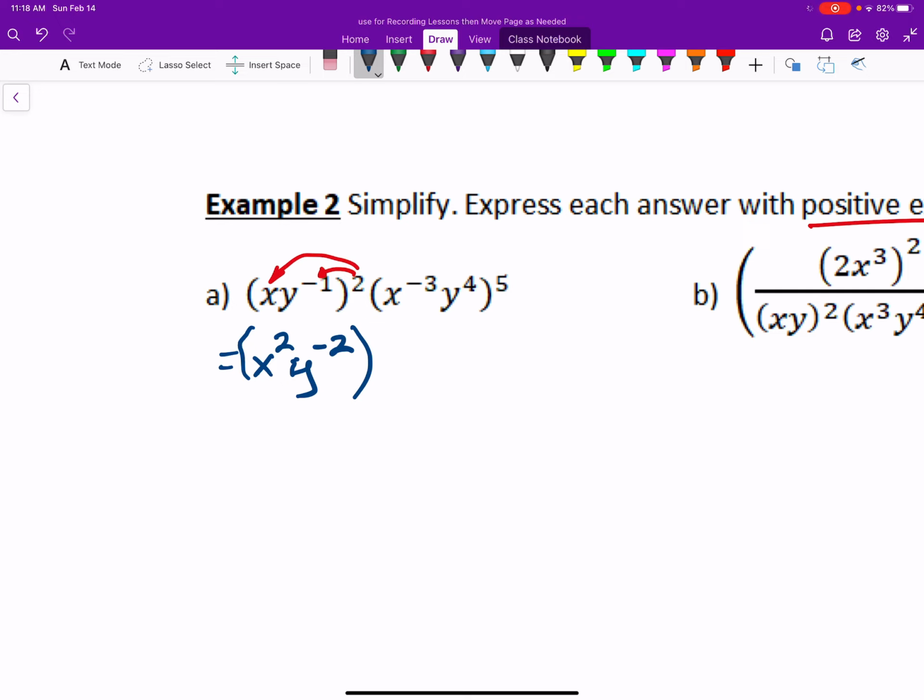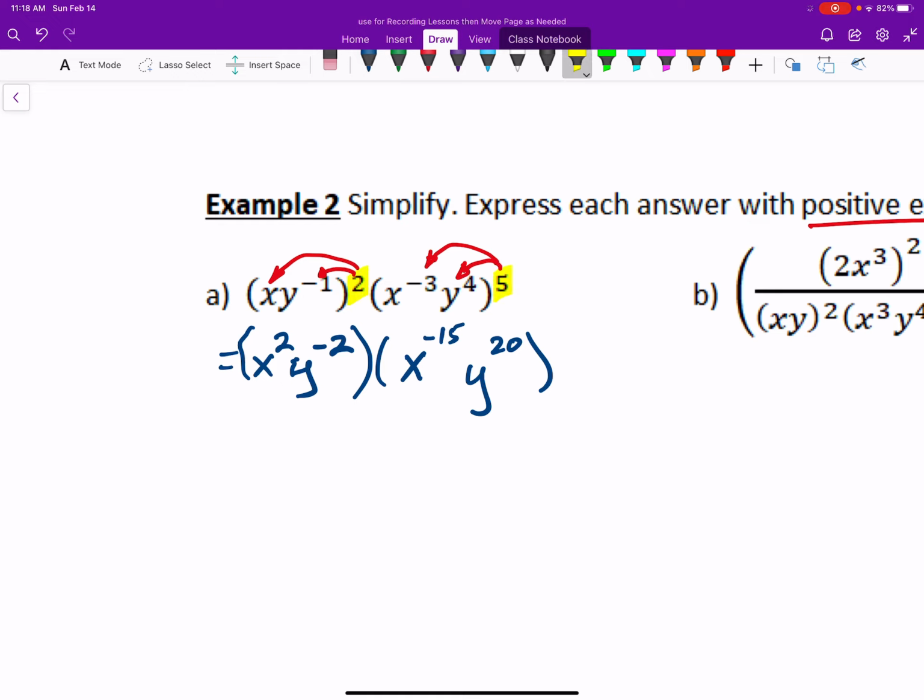And I'm also going to treat this like it's, sorry, I'm not sure why my iPad keeps adding extra lines on me today, but I'm going to treat each of those like they're raised to the exponent 5 as well. So I'm going to multiply those together. X to the negative 3 times 5 becomes x to the negative 15. y to the 4, all raised to the exponent 5, becomes y to the 20. So I take care of that 2 and that 5 outside the brackets first.